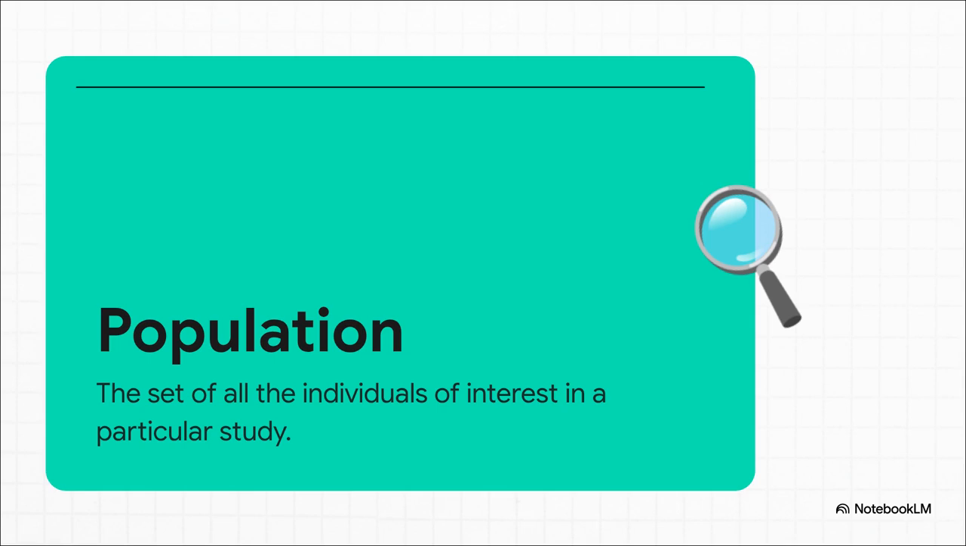That's what we call the population. This is the entire group researchers are interested in. Think big, like all high school students in America, or every adult dealing with anxiety. It's the everyone that the study is ultimately about.